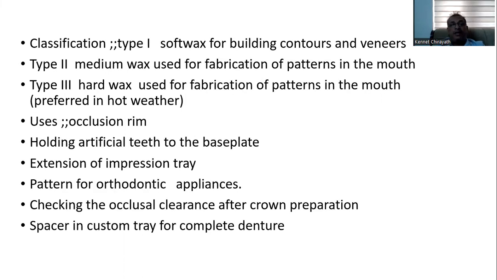That is the classification. Type 1 is soft wax for building contours and veneers. Type 2 is medium wax used for the fabrication of the pattern in the mouth. And type 3 is hard wax used for fabrication of the pattern in the mouth, preferred in hot weather. So these are the classification: type 1, type 2, and type 3.